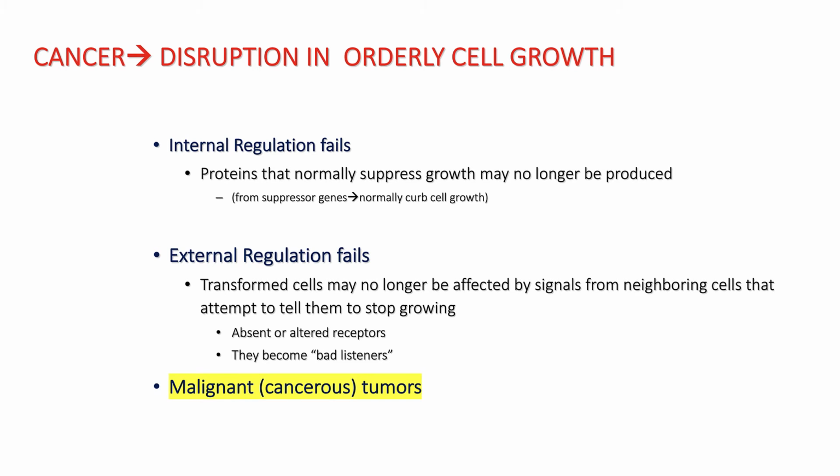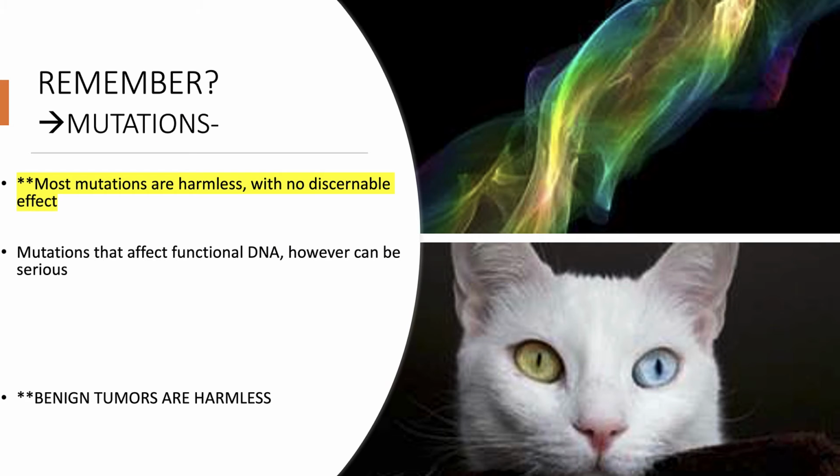So a tumor that is malignant, malignancy refers to cancer. Do you remember when we talked about mutations? I talked about how most mutations are harmless. That's the same with tumors. Benign means harmless. All right, so just because you hear the word tumor, please don't assume that it's a cancer.